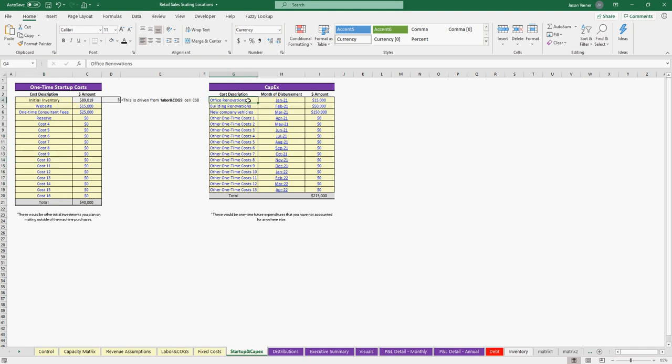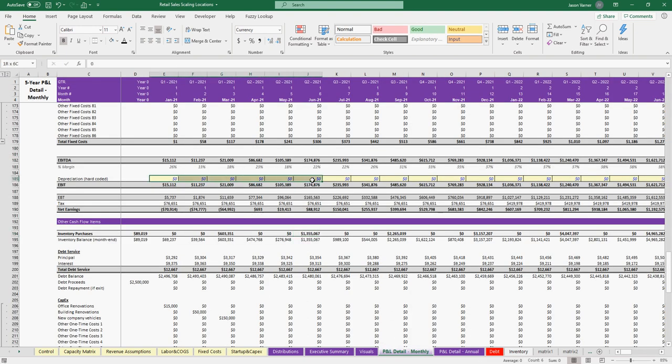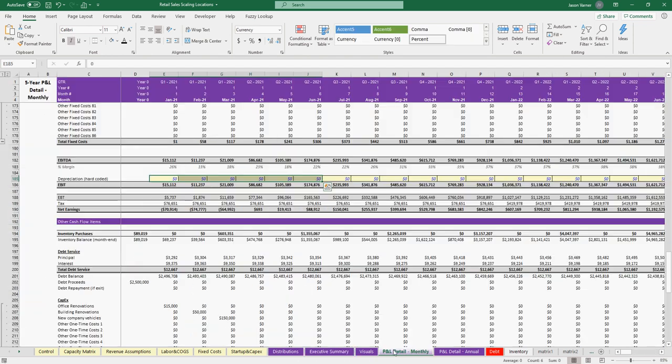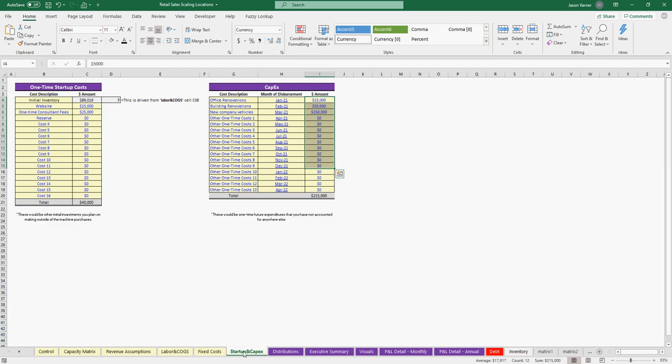Then CapEx is another thing where it's essentially the same as startup costs. Normally CapEx is going to have depreciation, which I have done a depreciation row, but I haven't made it dynamic, so it's just going to have to be hard coded. If you do have depreciable things that you're buying, they would go here, and then the depreciation for that is going to be put in here. But just so you can get the right cash flow, I've made this dynamic based on the start month. All right, so those are all the assumptions.